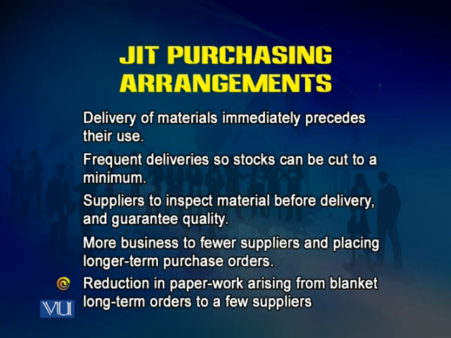So under JIT, the purchasing arrangements would be such that you are going to have fewer suppliers and you are going to have long-term contracts with them, and they are going to give you frequent deliveries so that you have at the time of your production need the product that is available. As we said, even the inspection and the quality kind of guarantees can be built in because you have long-term contracts with these suppliers and they have long-term business.